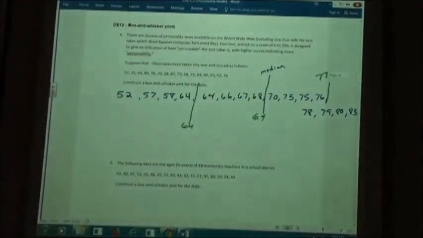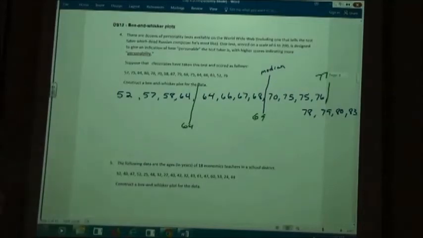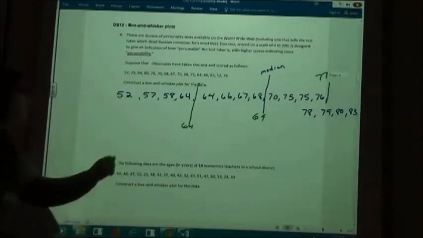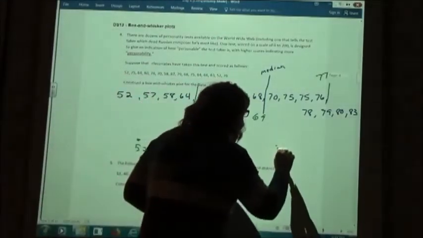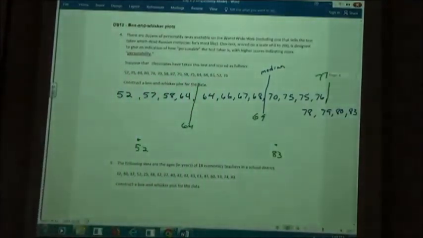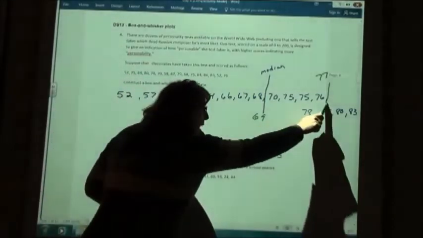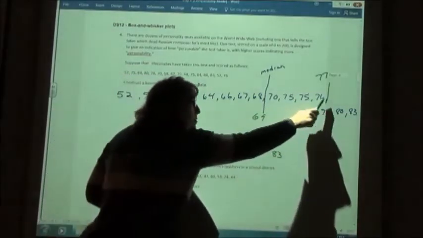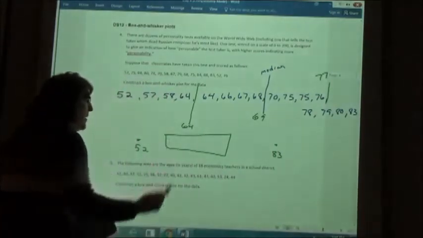So once we found those points, we are now going to make what's called the box and whiskers plot. My whiskers are my two end values, my smallest number and my biggest number. So 52 is going to be somewhere down here, and 83 is going to be somewhere over here. In between that, I'm going to have my box. My box is my range from my first quartile to my third quartile here. And so I'm just going to make my box in the middle somewhere.